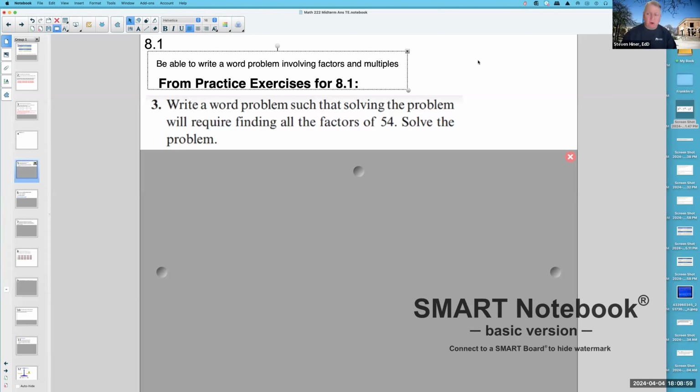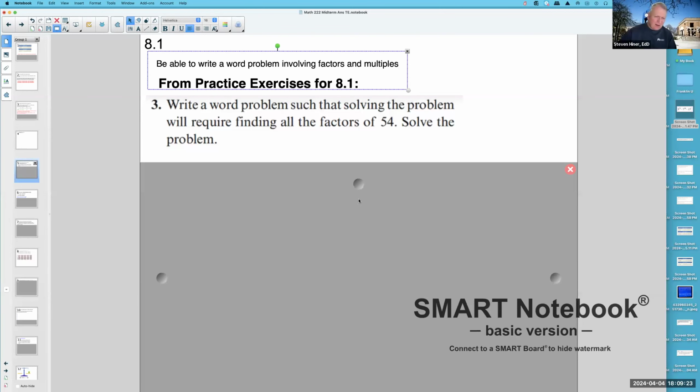And some people wrote, find the factors of 48. Okay, that's not what we want when we say writing a word problem. So we want to write a problem that would require students to do this without actually knowing that that's what they're doing. Okay, you don't want to just state find the factors of 54. So you'll need to be able to write one. It could be about factors, could be about multiples.